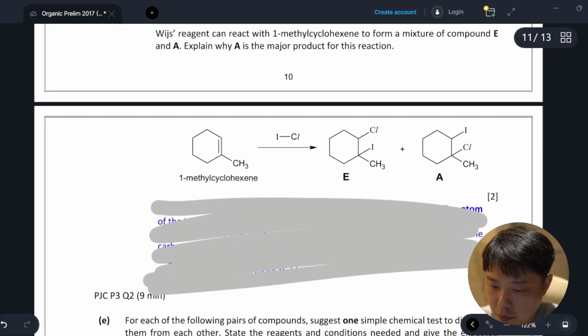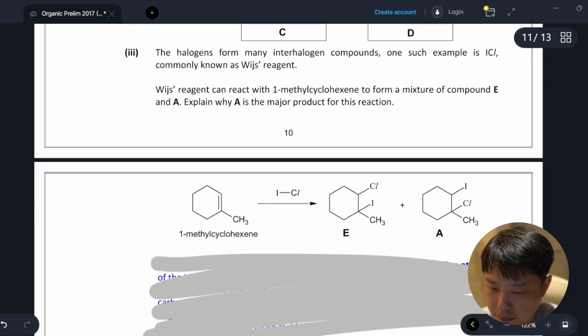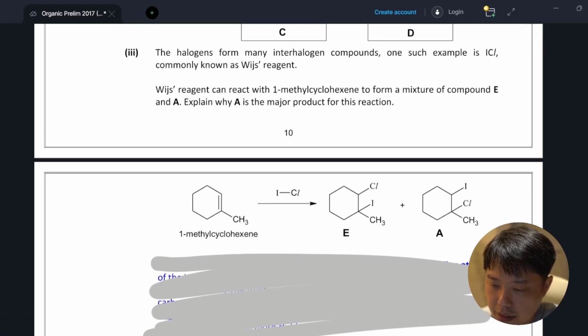All right, next up, we have halogens can form many interhalogen compounds. One such example is ICl, known as Wijs reagent. This reagent can react with 1-methylcyclohexene to form a mixture of compound E and A. Okay, explain why A is the major product.